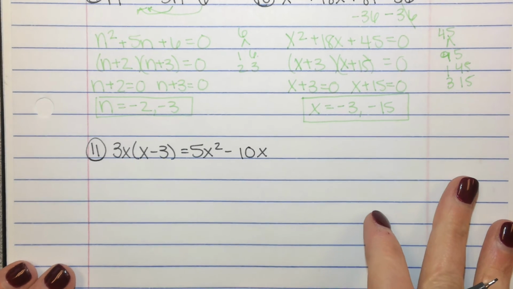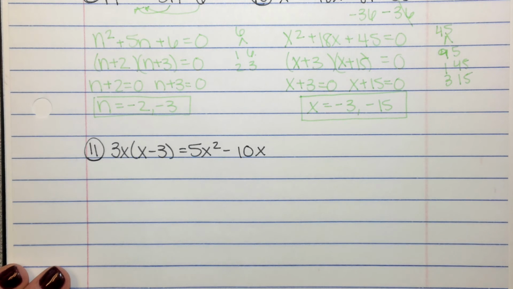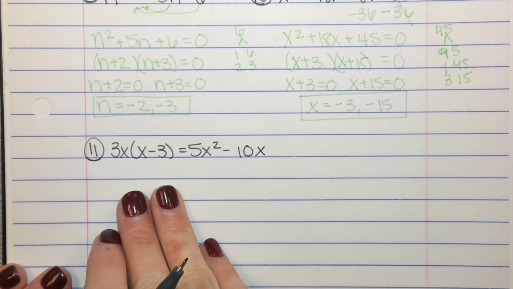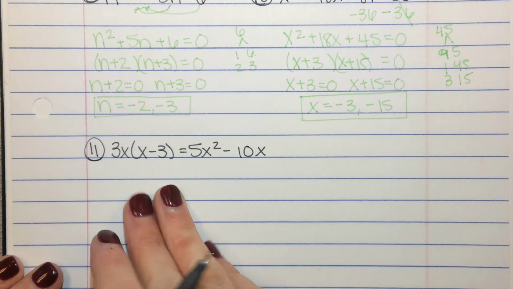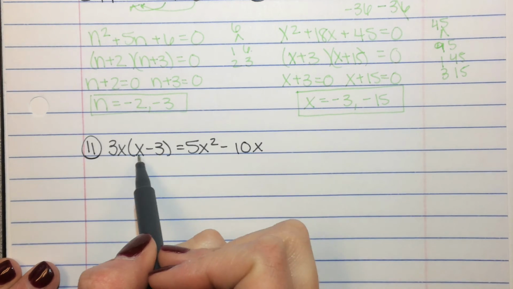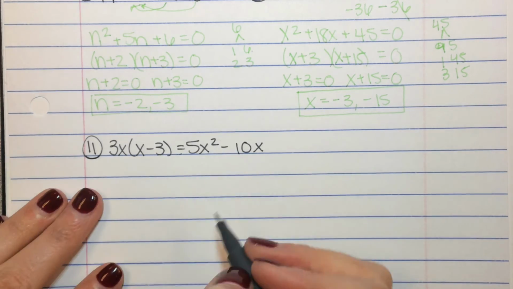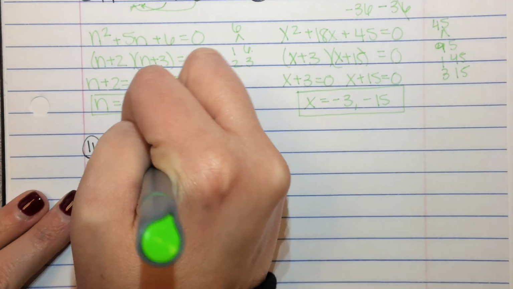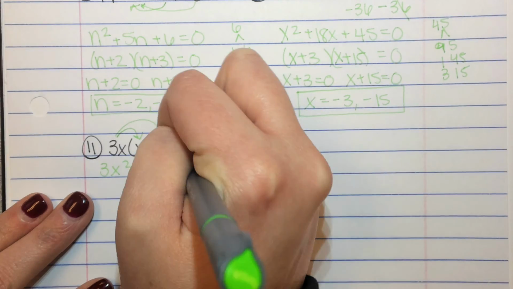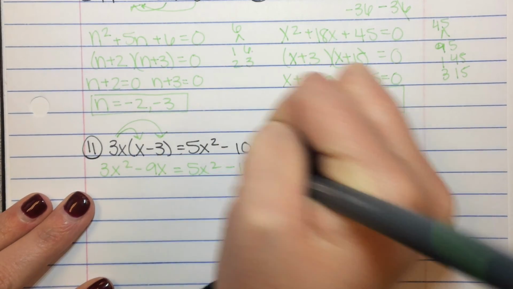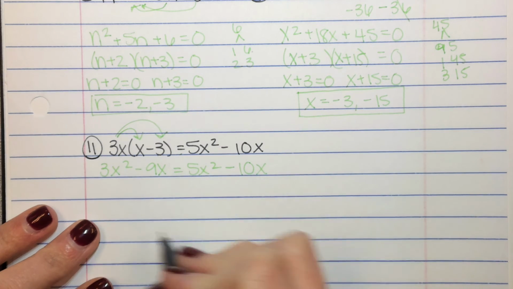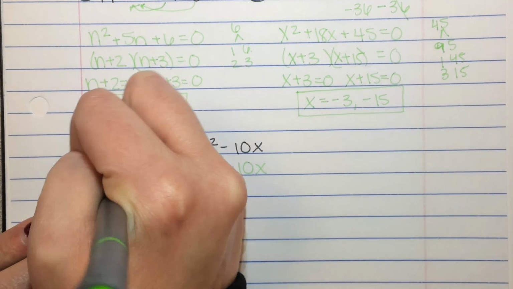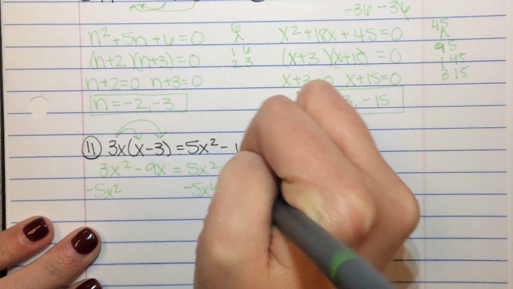Okay, we have one last example here. You don't have any like this in Math Excel, but I just wanted to show you what it looks like just so you're familiar with it. So 3x times the quantity x minus 3 equals 5x squared minus 10x. So I'm going to start by distributing and get 3x squared minus 9x equals 5x squared minus 10x. I need to get all of this together on one side. So I'm going to subtract 5x squared and add 10x.